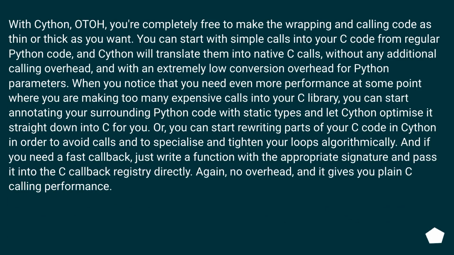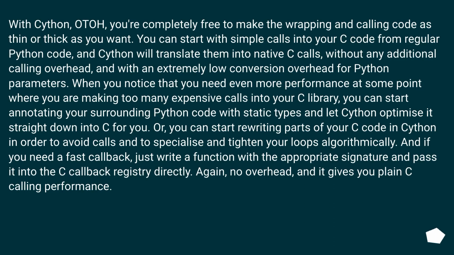With Cython, you're completely free to make the wrapping and calling code as thin or thick as you want. You can start with simple calls into your C code from regular Python code, and Cython will translate them into native C calls, without any additional calling overhead, and with an extremely low conversion overhead for Python parameters. When you notice that you need even more performance at some point where you are making too many expensive calls into your C library, you can start annotating your surrounding Python code with static types and let Cython optimize it straight down into C for you.